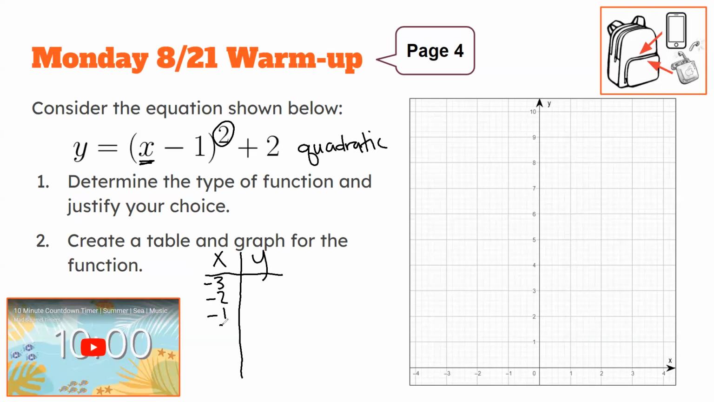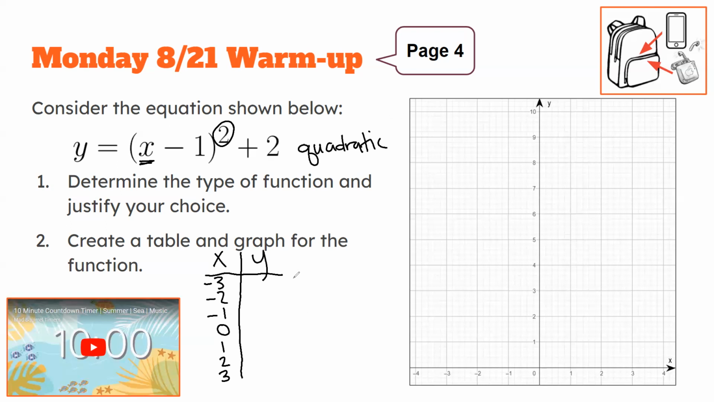We want a decent range of X values because we know if our function's quadratic, we're plotting a parabola, those values are going to either decrease and then turn around and go back up, or they're going to increase and then turn around and go back down. And I want to make sure I've left enough room to see that change in direction.